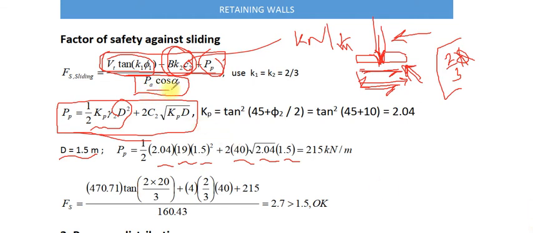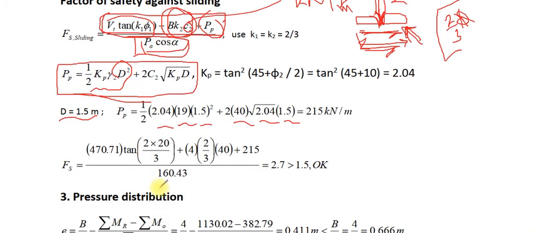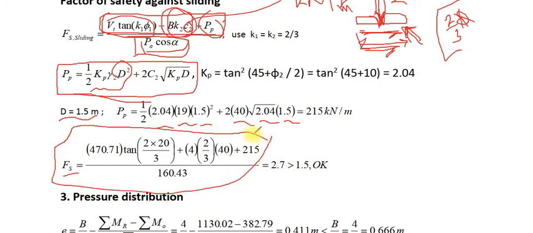Pa cosine alpha is the force that causes the sliding. The factor of safety will be computed according to this equation as we explained here. It gives us a factor of safety equal to 2.7, which is greater than 2, greater than 1.5, so it may be accepted.